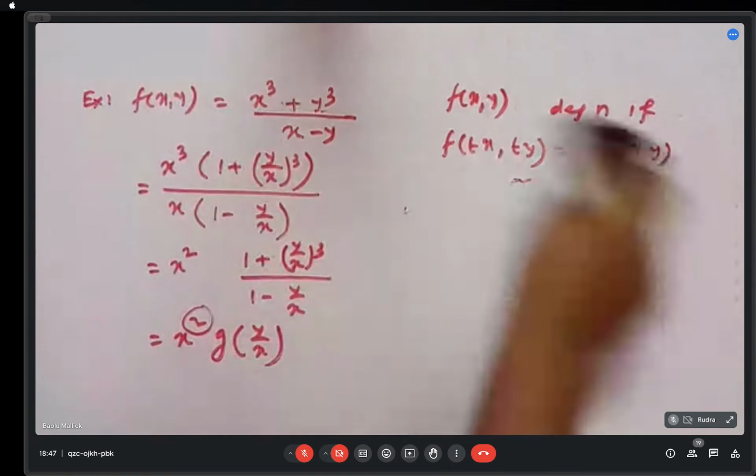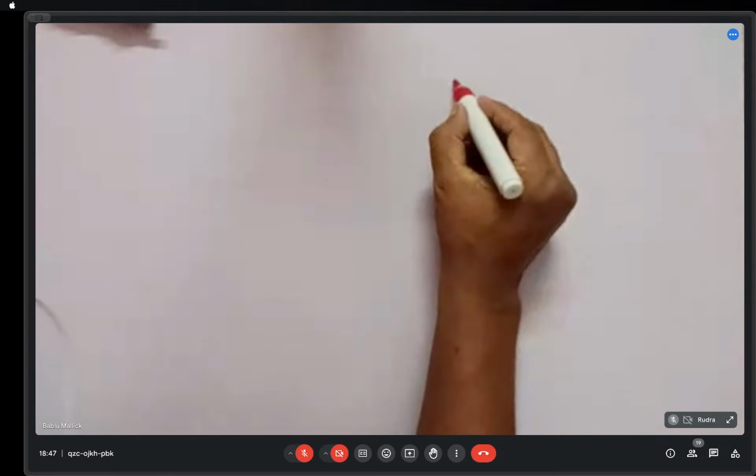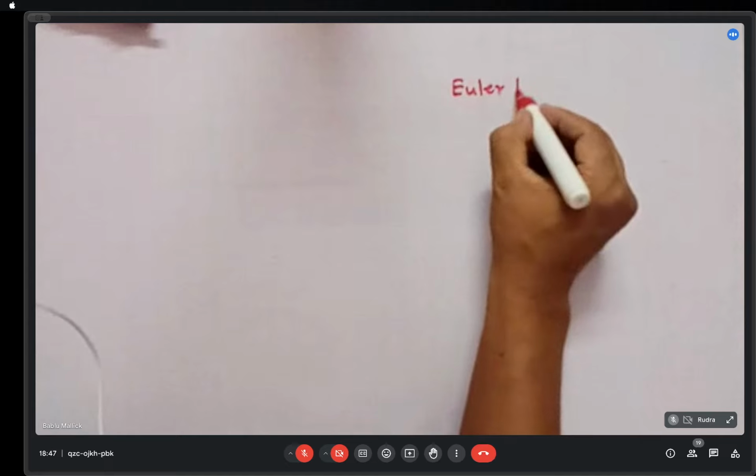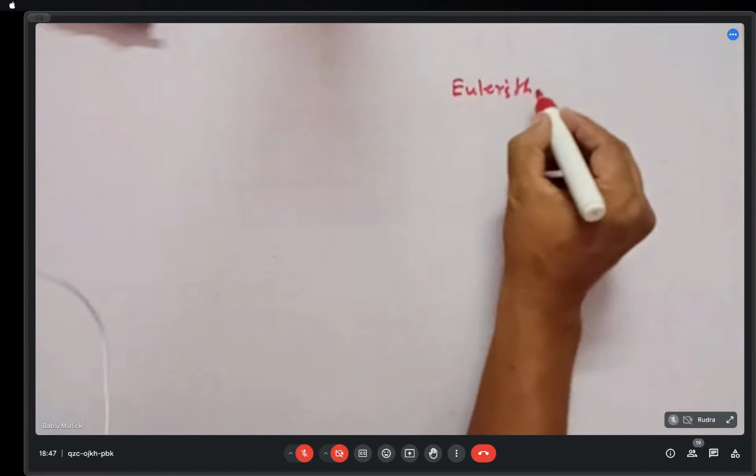Look, heading: Euler's theorem. E-U-L-E-R, Euler's theorem.